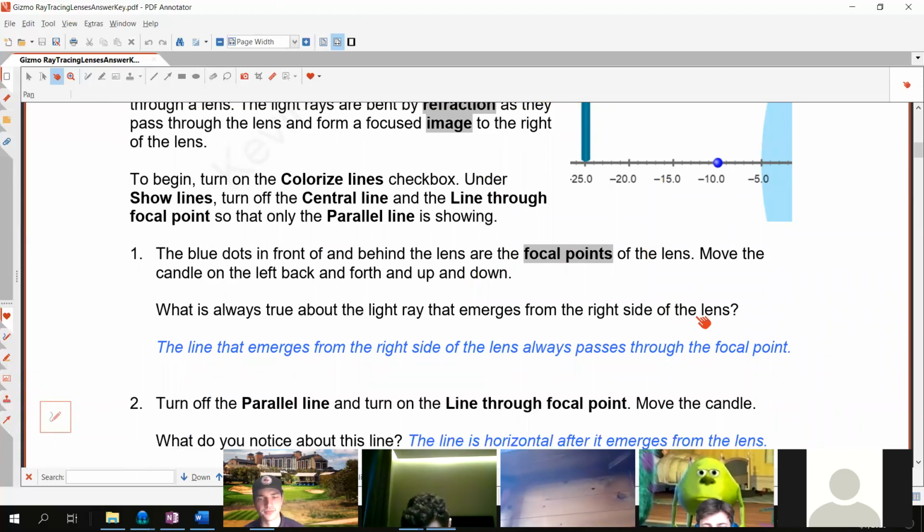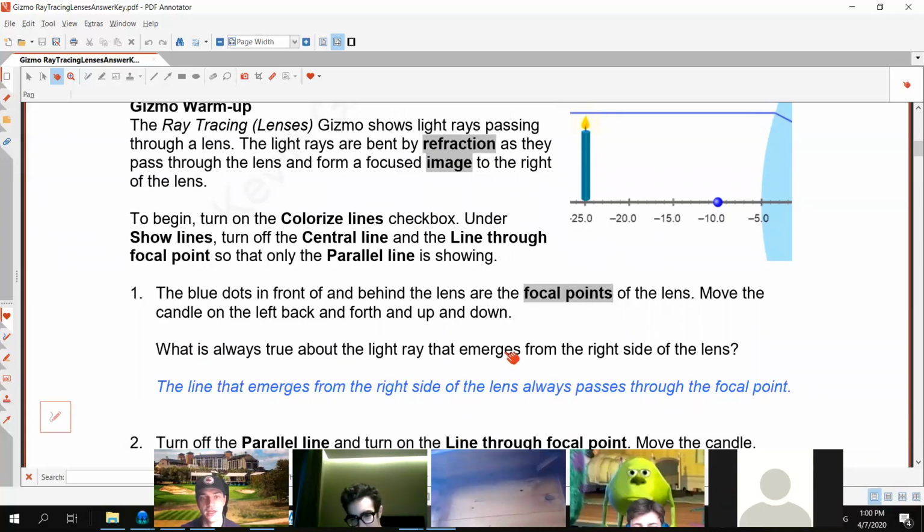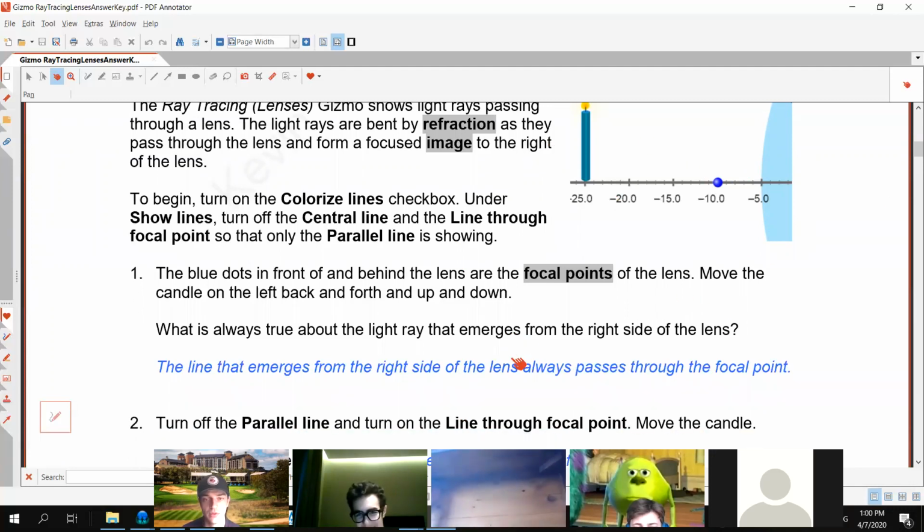Yeah, Tony. Could we say it always passes through the virtual focal point since it's on the other side? So this isn't a mirror. So actually in this case, it's a lens. So it's not a virtual focal point. It's the focal point because it's not virtual. It's not an extension of a reflected ray. It's the actual ray passing through the lens, because we're not dealing with reflection here. We're dealing with refraction. So it's the real focal point. It's actually going through that point, right? Does that make sense? Yeah.